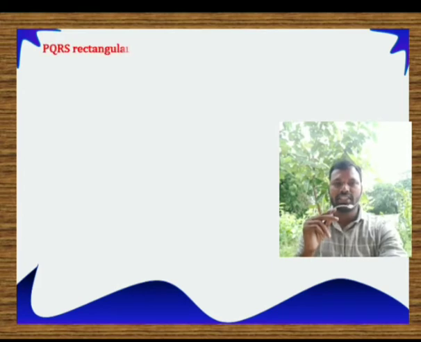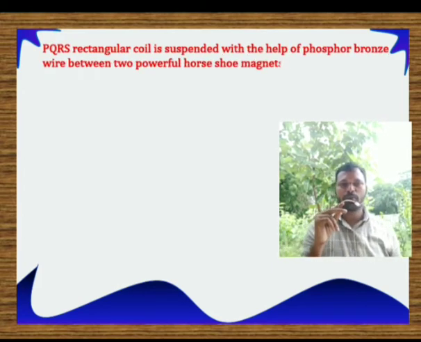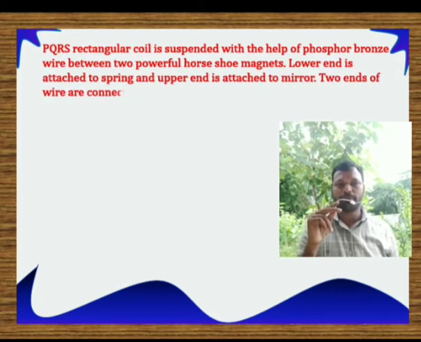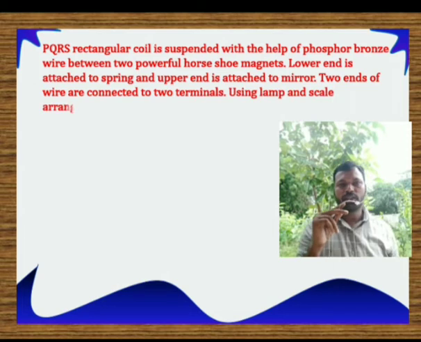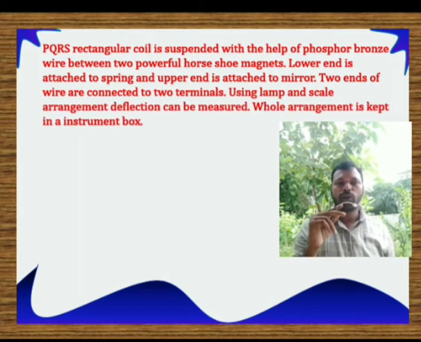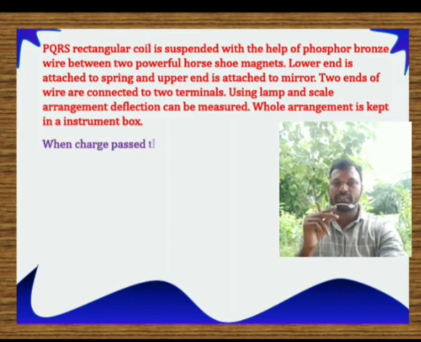Next, see here. The working procedure: a PQRS rectangular coil is suspended between the horseshoe magnetic poles with the help of a phosphor bronze wire. The lower end is attached to a spring and the upper end is attached to a mirror. The two ends of the wire are connected to two terminals. Using the lamp scale arrangement, the deflection can be measured. The whole arrangement is kept in an instrumental box.